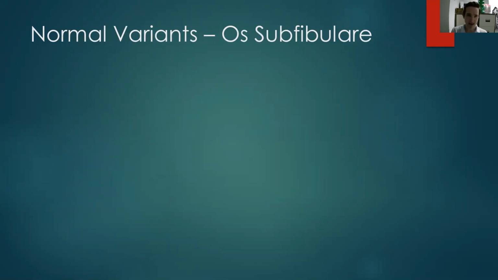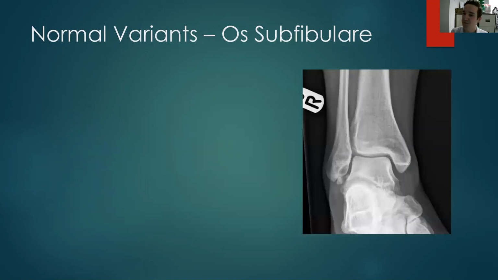Before we get into all of that, we'll just discuss quickly some normal variants whilst I've still got your attention. So, at the bottom of the distal fibula, the lateral malleolus, it's very common to see an os subfibulare, which is an unfused secondary ossification center. It comes about because as a child, these patients would have had an additional bone ossification center, and it just hasn't fused to the rest of the malleolus, and so it's a separate bony island.